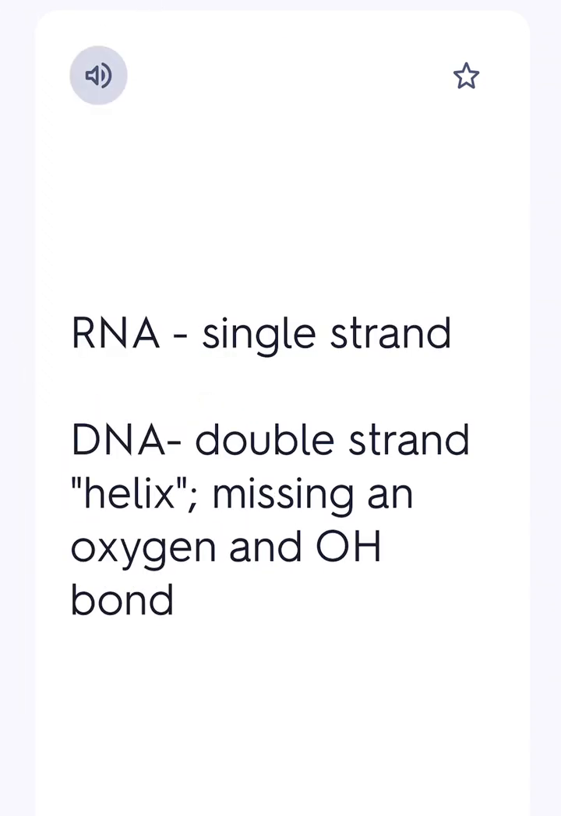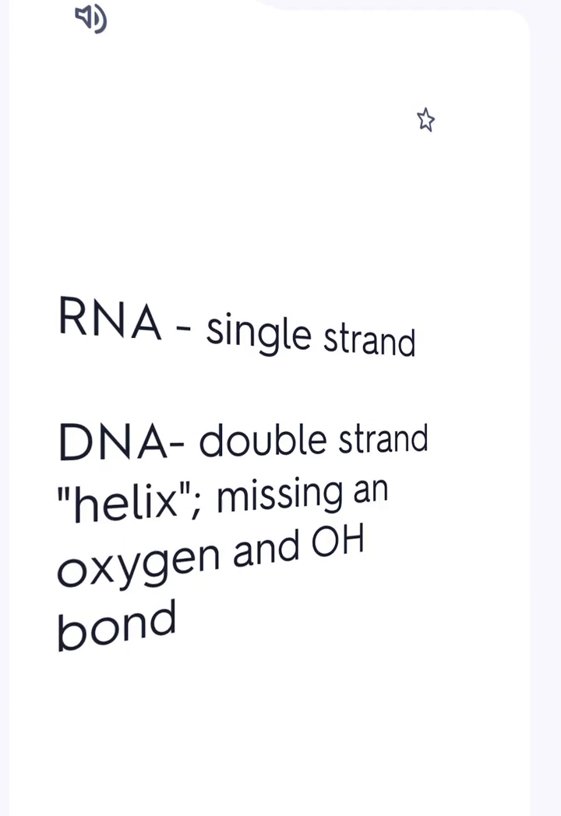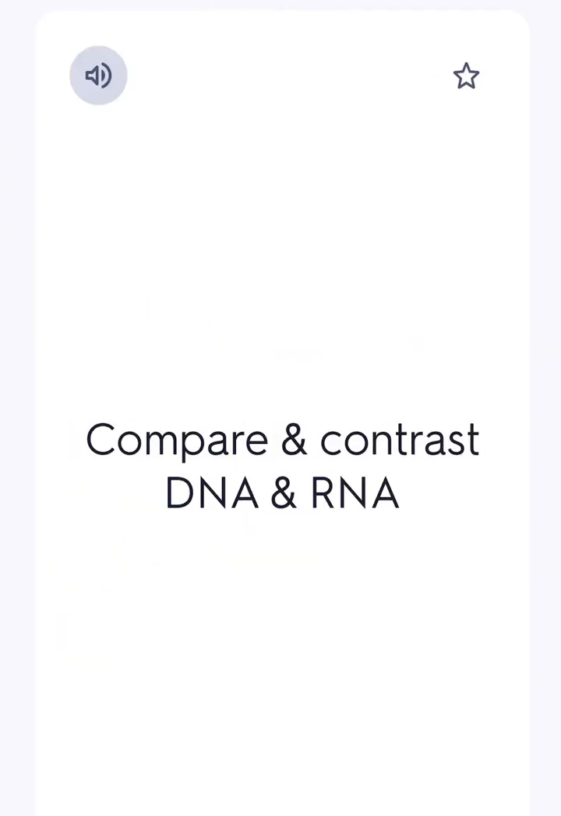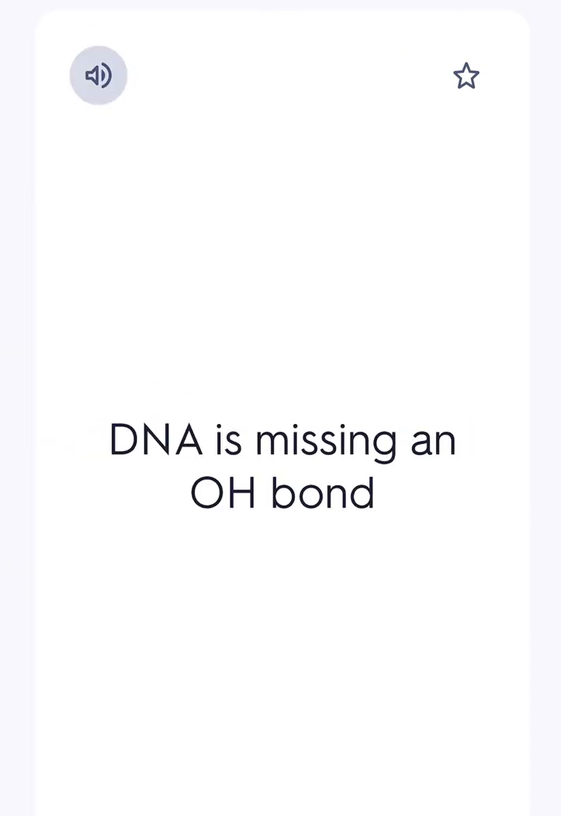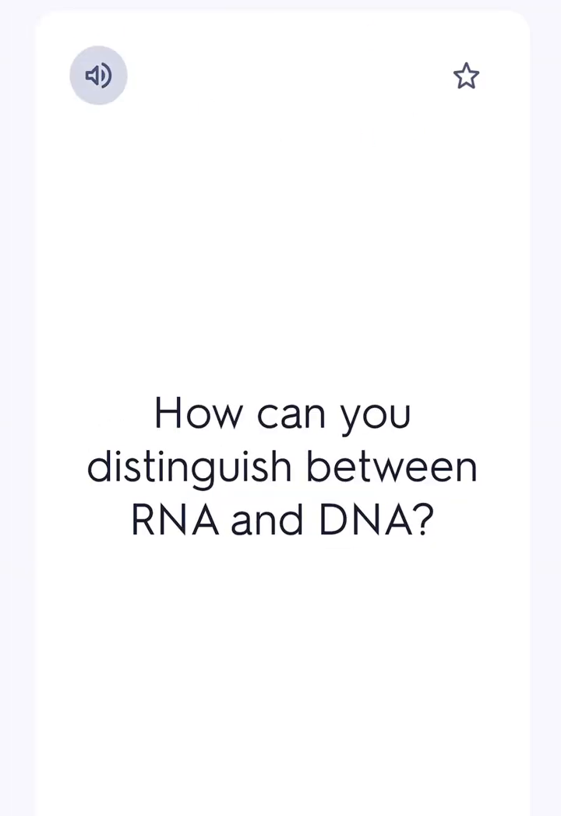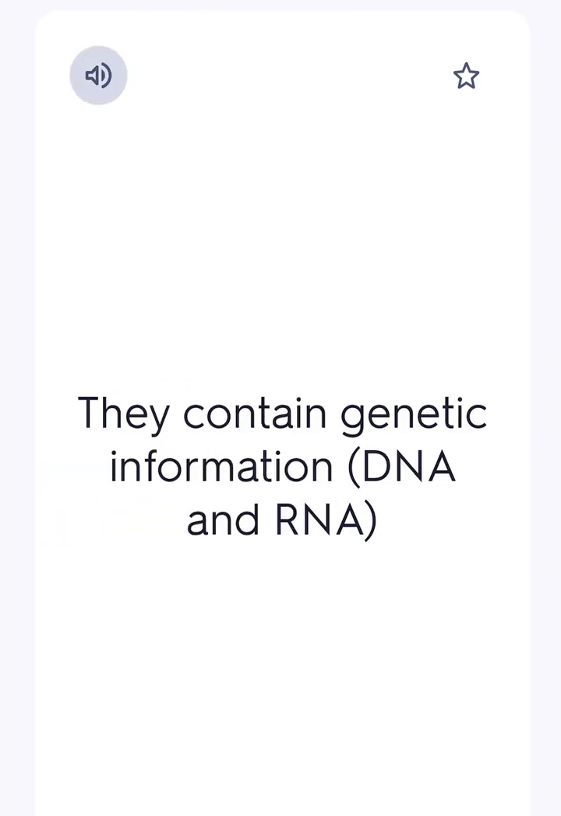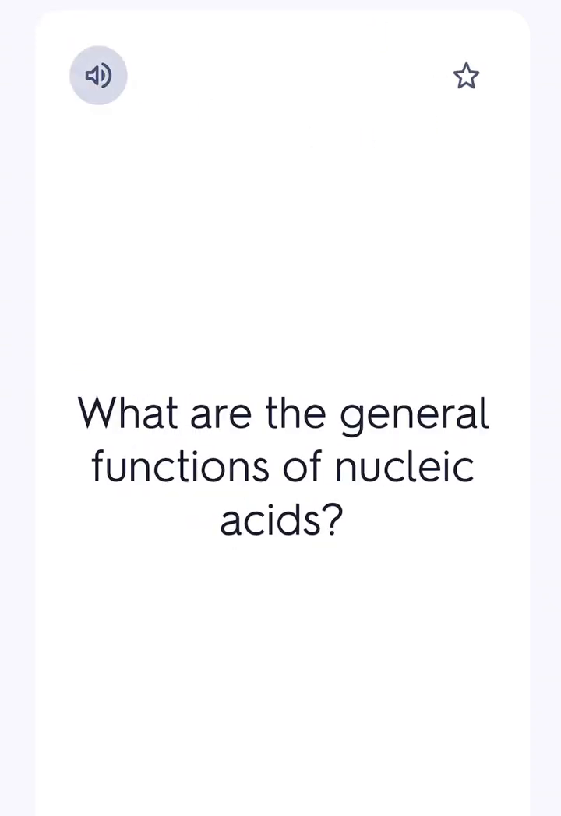Compare and contrast DNA and RNA. RNA is single-stranded, DNA is a double-strand helix. DNA is missing an oxygen and OH bond. How can you distinguish between RNA and DNA? DNA is missing an OH bond. What are the general functions of nucleic acids? They contain genetic information.